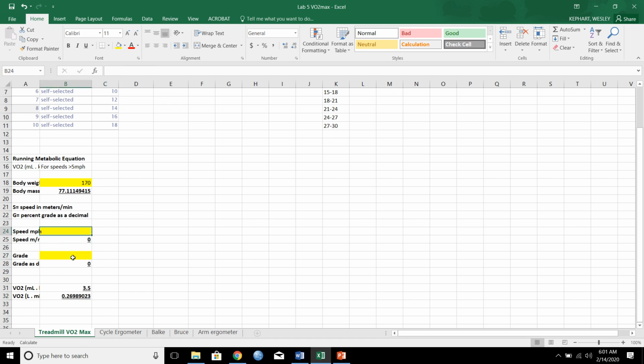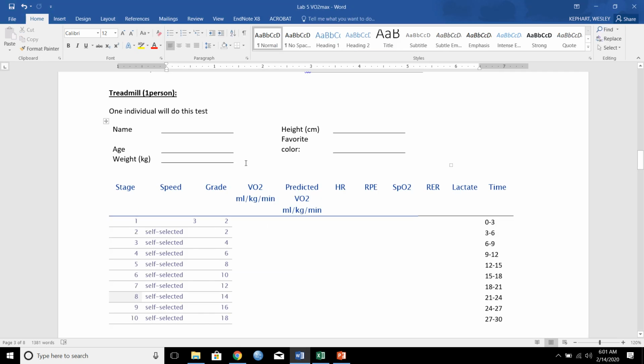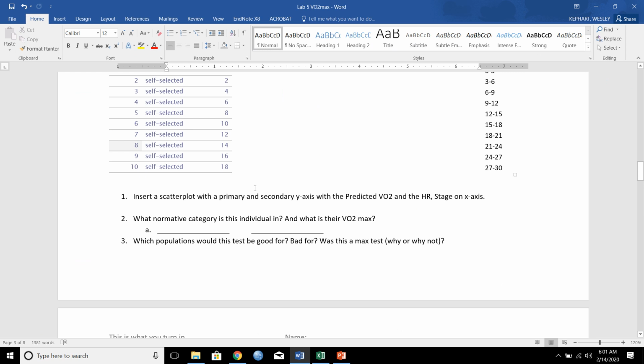Now, I highlighted these spots. Don't write anything in any of these other areas because there's already equations written in there. So, yeah, be cool to me on that because I don't want to have to go in there and write the equations again. Next thing, insert a scatter plot, primary and secondary y-axis, predicted VO2, and heart rate. So on one y-axis, VO2, on the other one, heart rate, and stage on the x-axis. We've done quite a bit of making graphs, so you should be able to do this by now.